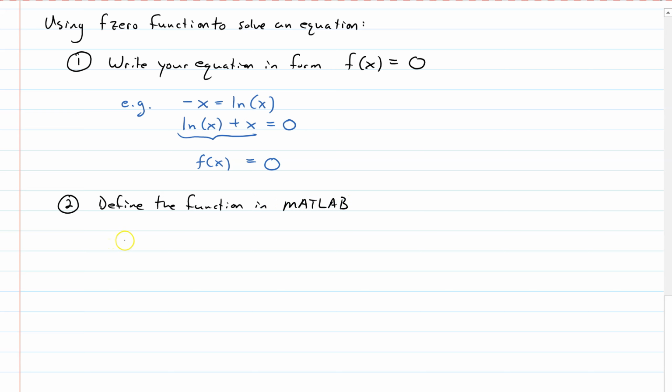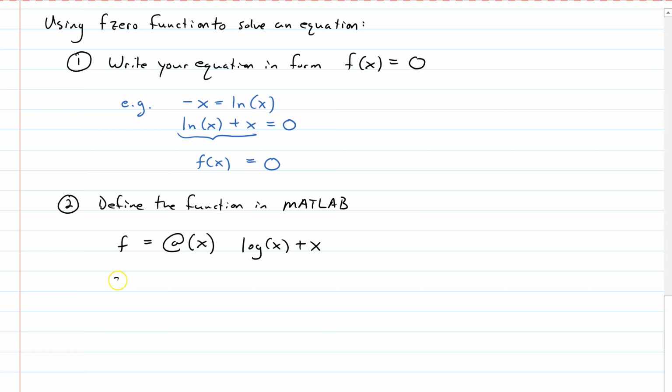And it looks like this. So it would be f equals at symbol of x, so x is the argument, natural log of x plus x, just like that, without the 0. So it's just the thing that is equal to 0. Okay, log of x plus x. MATLAB uses log for the natural log, so that's why I'm writing it like that.